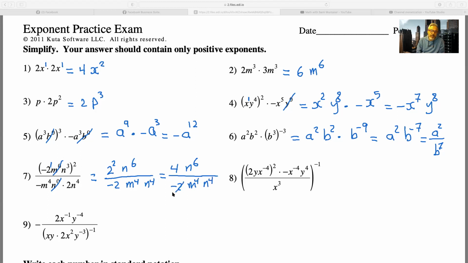Now this 2 here would cancel and 4 becomes 2 because you're reducing. 2 goes into both of them, goes into 2 once and goes into 4 twice. Now also you reduce when you have fractions. So n to the 4 goes into itself once, but it goes into n to the 6 n squared times, and that's all you could do. So your final answer here is going to be negative 2n squared over m to the 4.